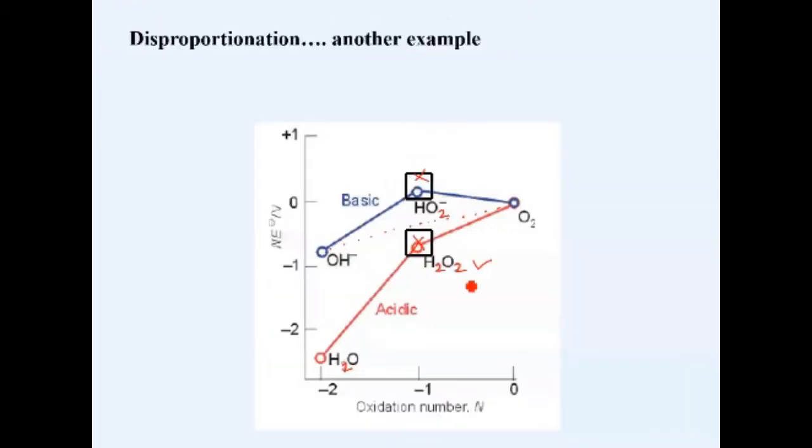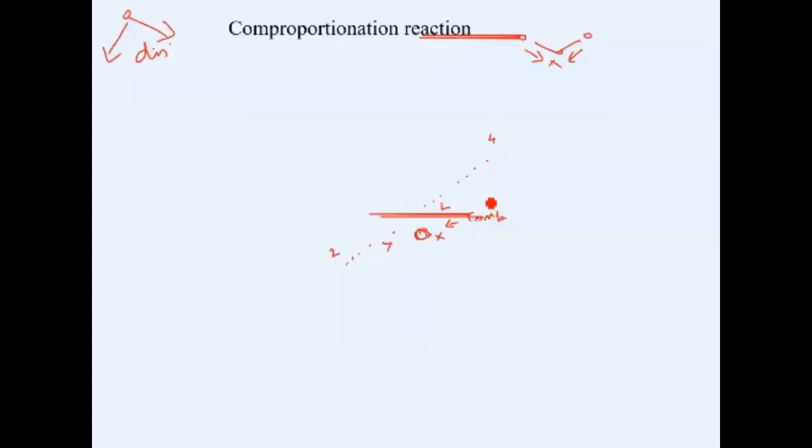Disproportionation means one species is getting converted into two species. Put an arrow like that. This one species, species one, is converted into two and three. So the product is two products. That is called a disproportionation. In comproportionation, we are supposed to get only one product. So two species combine and give one product.